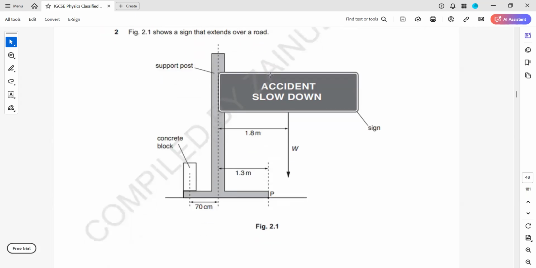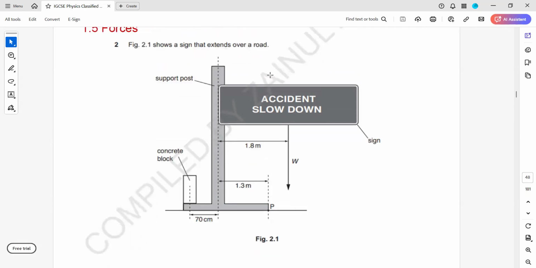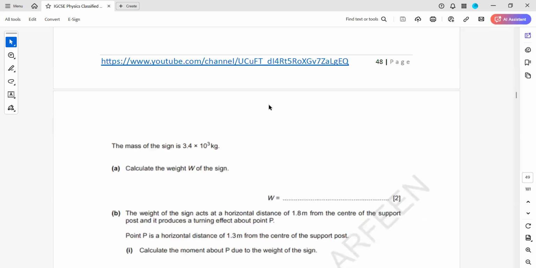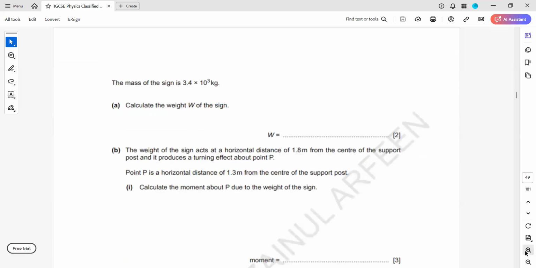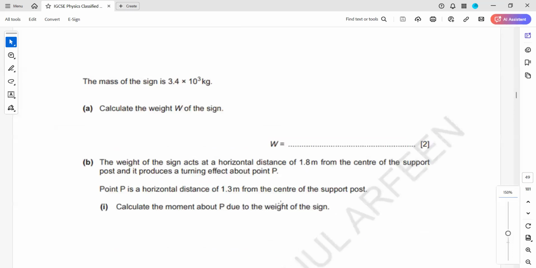So figure 2.1 shows a sign that is extended over a road. The mass of a sign is 3.4 exponent 3 kilogram. Calculate the weight. How can we find the weight of an object? If we have the mass, what's the formula to get the weight? We have mass multiplied by gravity. Good. So weight is mass multiplied by gravity.